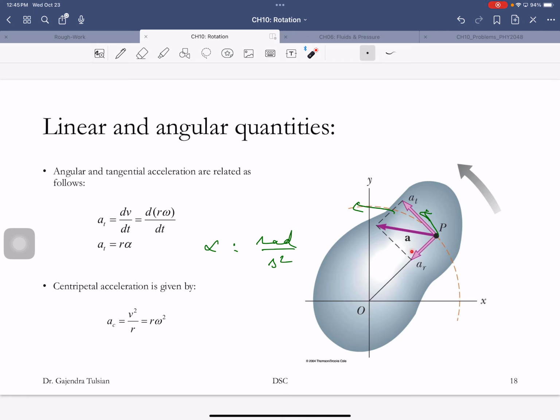If it doesn't have angular acceleration, if alpha is 0, the tangential acceleration will be 0, meaning its speed is not changing. But it will still have centripetal acceleration because the direction of the velocity is changing. So you have to be careful about that.